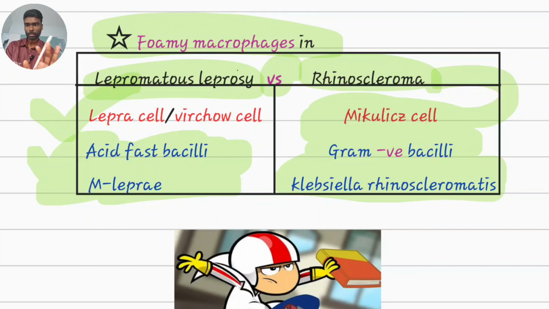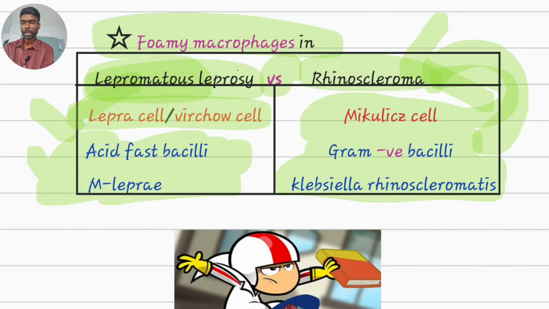It is not an obligate intracellular bacillus, but our macrophage engulfs it and, unable to eliminate it, leads to a chronic granulomatous disease called rhinoscleroma. We will be studying this in leprosy. We will see foamy macrophages, lepra cells vaguely, but in specific, it is only seen in lepromatous leprosy because of a huge number of bacilli forming clumps inside the macrophage, which leads to a foamy macrophage called lepra cell or Virchow cell.